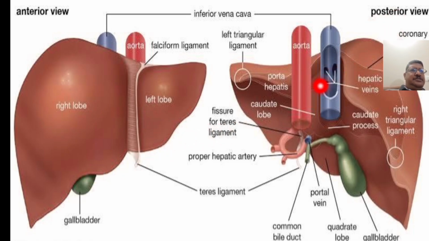Posterior view: porta hepatis. Another is the caudate lobe, fissure of ligamentum teres, and then the proper hepatic artery, ligamentum teres. This is the aorta. This one is the inferior vena cava. This is the gallbladder. This is the portal vein. This is the common bile duct. It is the right triangular ligament, caudate process, and hepatic veins.